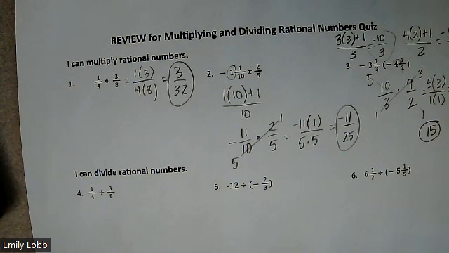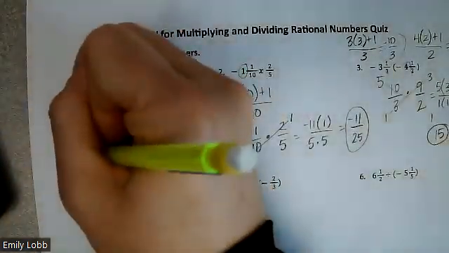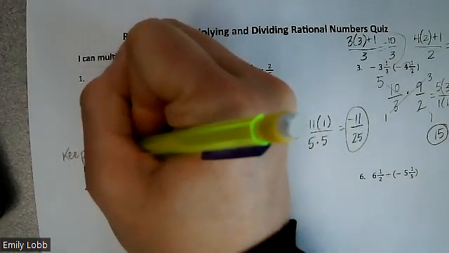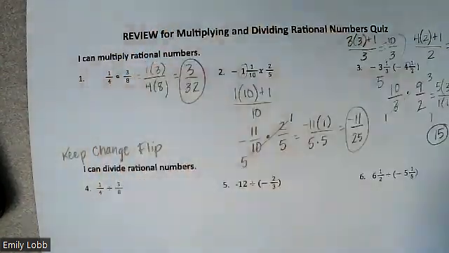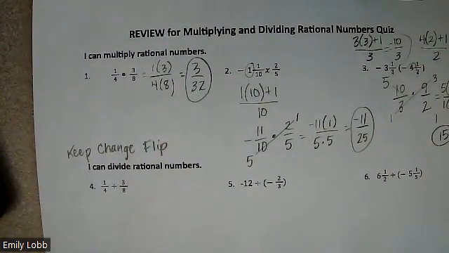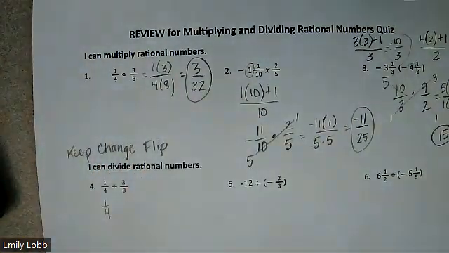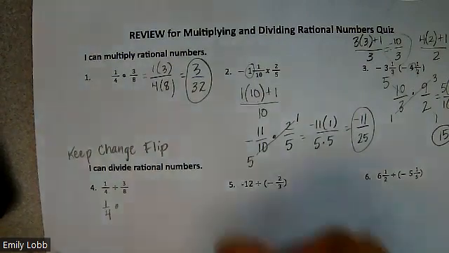All right, now dividing. It's just like multiplication, except we have to do a prior step. We have to keep, what do we say, Kentucky chicken fried? Change, flip. So when we divide, we keep our first fraction. So I'm going to rewrite my first fraction. We change division to multiplication.